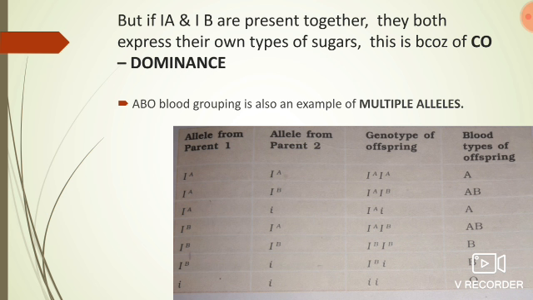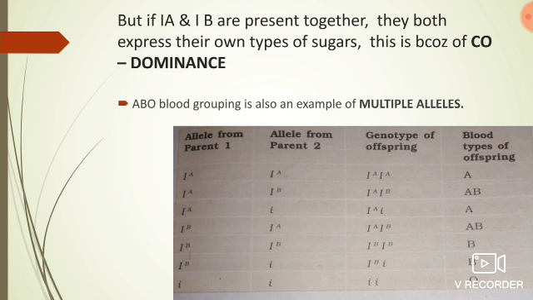When IA and IB are present together, they express their own sugars, that is A and B, and both are shown in the genotype of the offspring. This is the phenomenon we call codominance. Co means both, dominance means they express their characters. ABO blood grouping is also an example of multiple alleles.